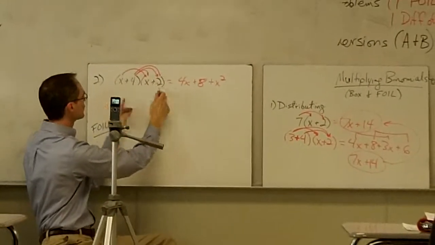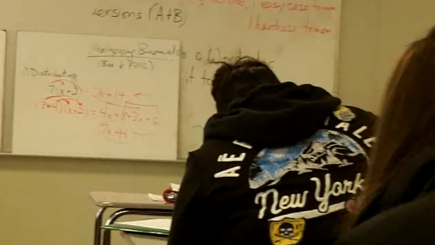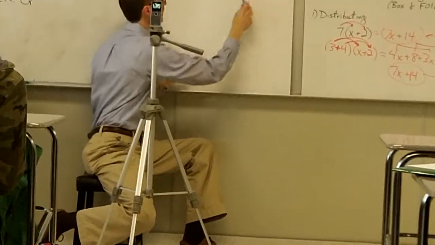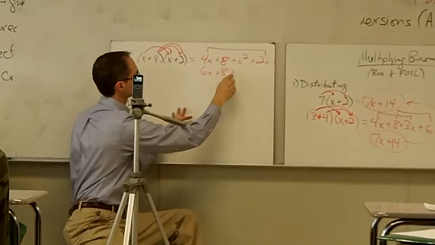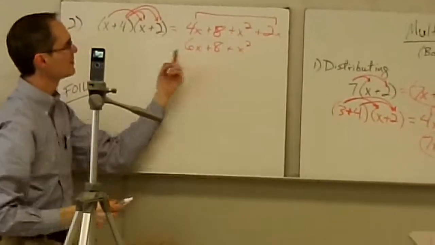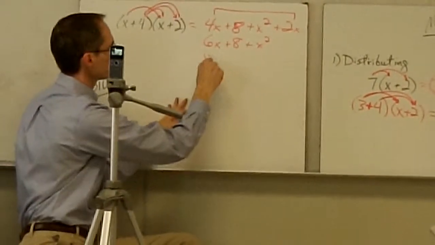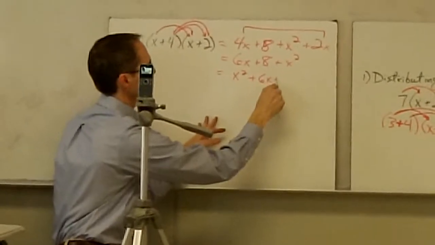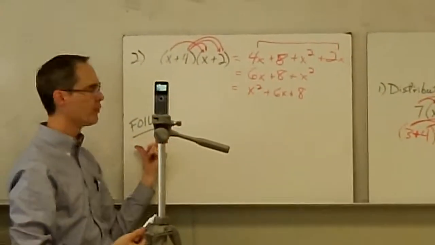And x times 2 is 2x. And then again, if I collect up my like terms, in this case I only have 2 like terms, my x terms. So that's going to be 4x and 2x is 6x plus 8 plus x squared. And typically you write it with the highest exponent term first. So I would rewrite this as x squared plus 6x plus 8. And now this is basically where the FOIL method comes from.